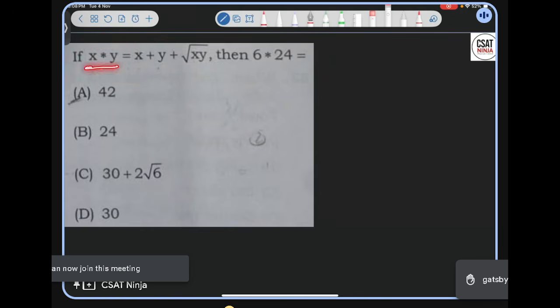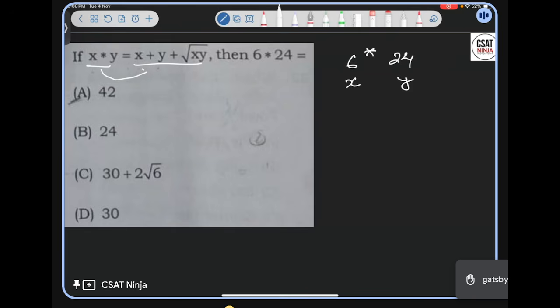So the formula for this one is given as this one. What's the number given here? We are given 6 star 24. So what we see is the first one is X and the second one is Y. So what was the formula here? The formula for X star Y is X plus Y plus root over XY.